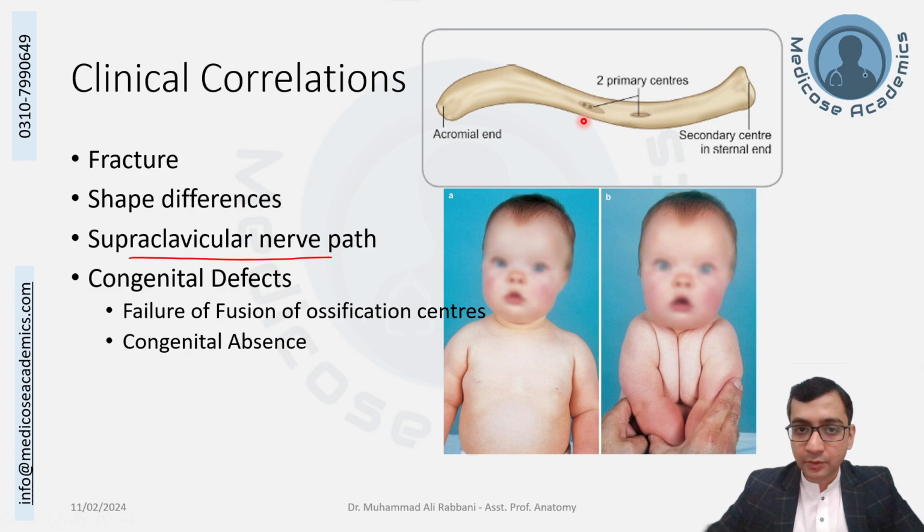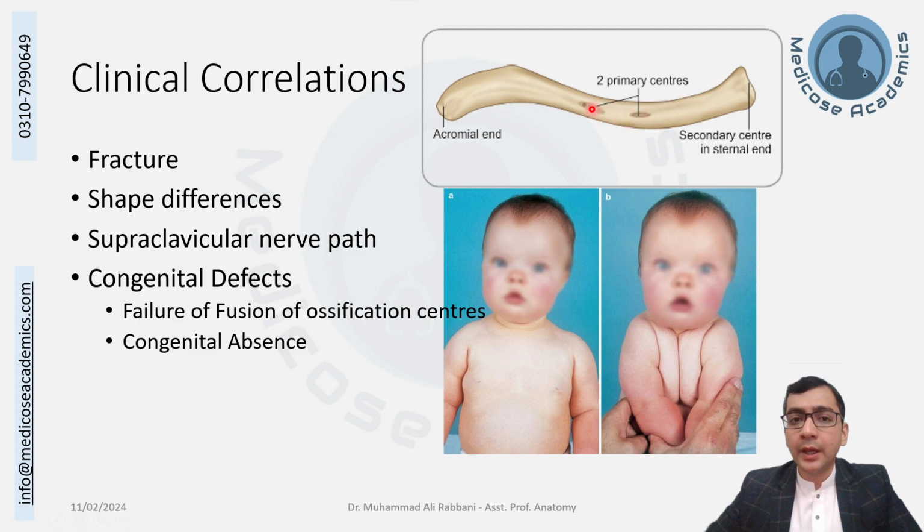Embryologically, it develops from two ossification centers. The two in the shaft develop as early as the fifth week of intraembryonic life. They fuse with one another within a week or so, and then they ossify to form the shaft. The second ossification center is usually formed at the sternal end, and this ossifies with the rest of the bone in your 30s roughly.